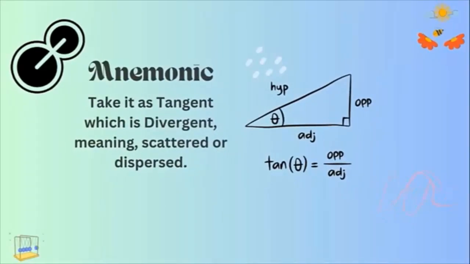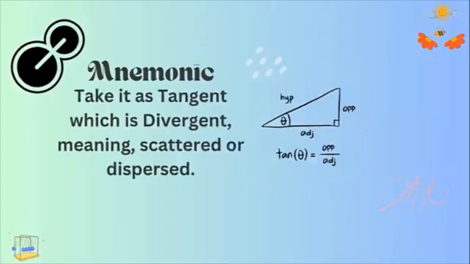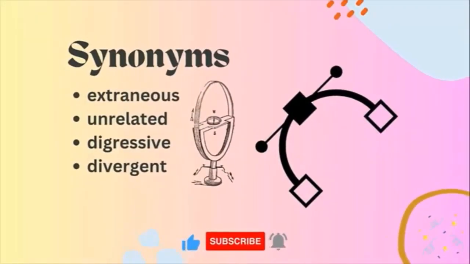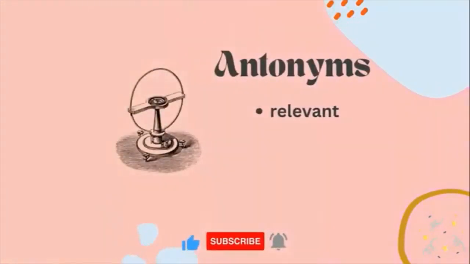Memory aid to help you memorize this. Take it as tangent, which is divergent, meaning, scattered or dispersed. Synonyms: extraneous, unrelated, digressive, divergent. Antonyms: relevant.